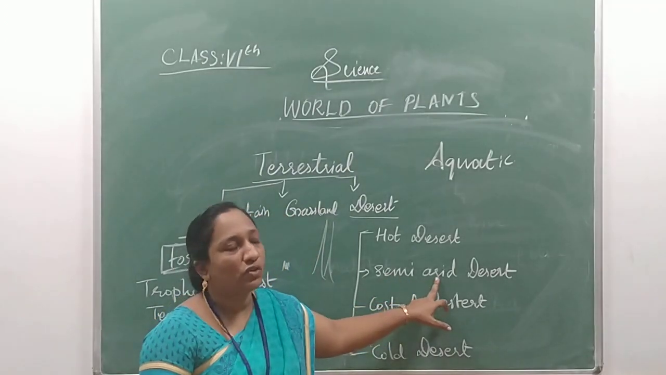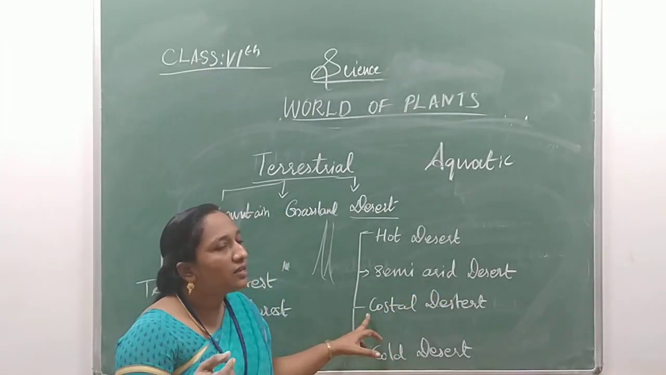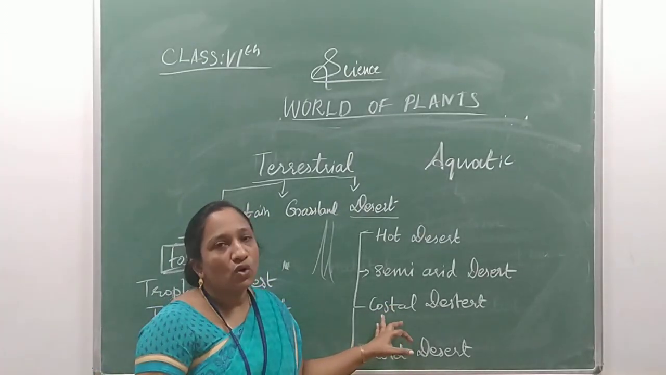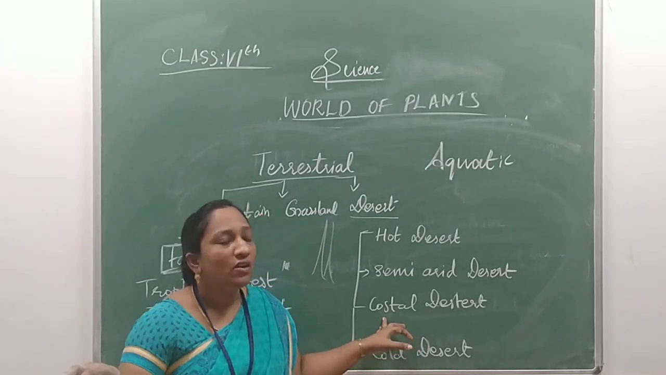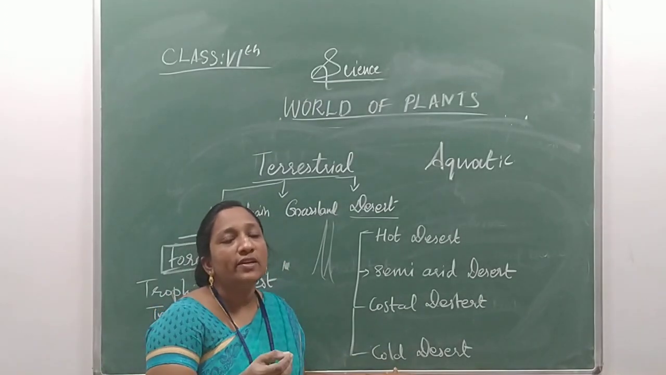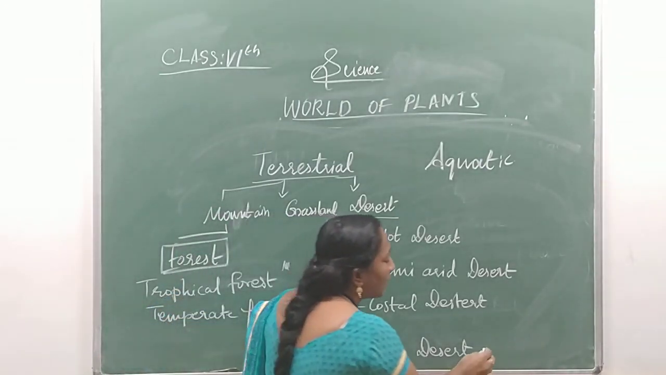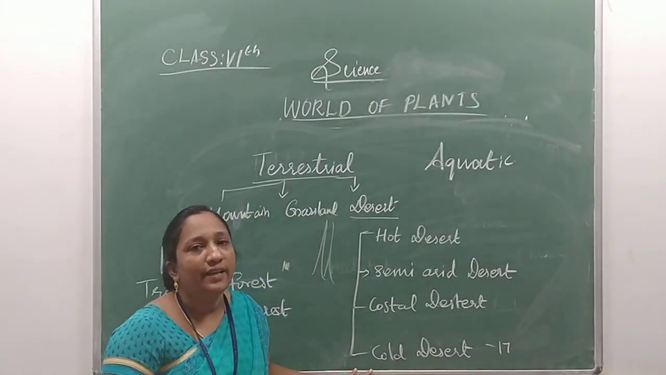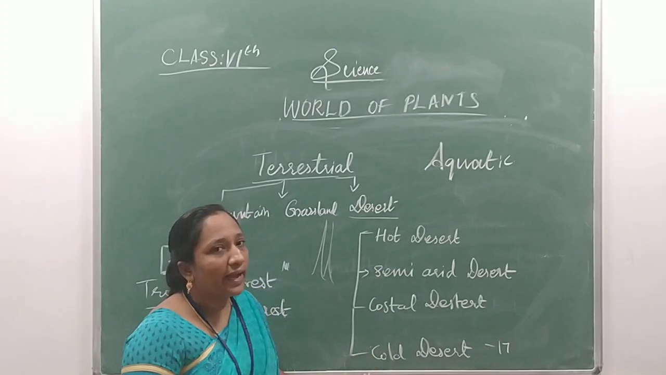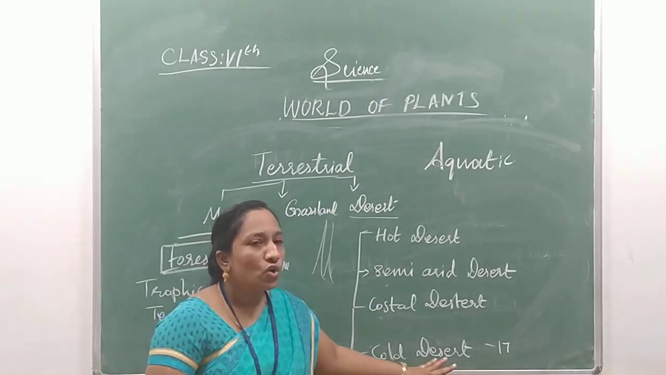Completely arid deserts are also there. Semi-arid means because of the rainfall, only partially. Coastal means the desert which is nearby the coast. One of the deserts ends with the coastal region, that is seas, oceans. Those deserts are called coastal deserts. And some deserts in other continents are so cool, with even -17 degrees Celsius, -70 degrees Celsius. Such deserts are called cold deserts. So deserts are of four types: hot desert, semi-arid desert, coastal desert, and cold desert.